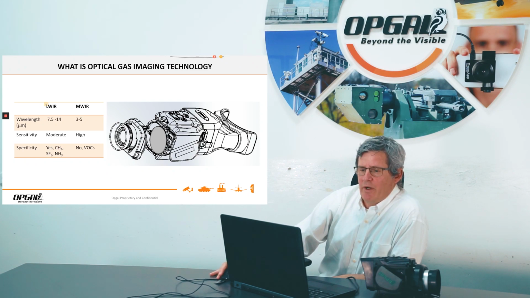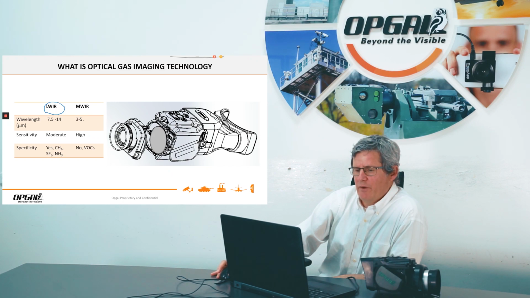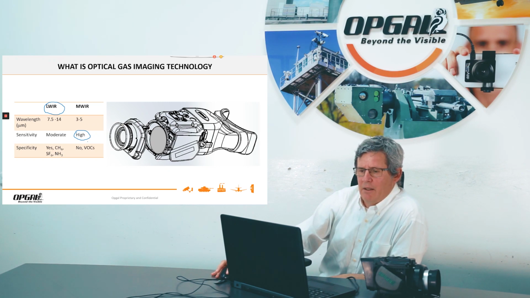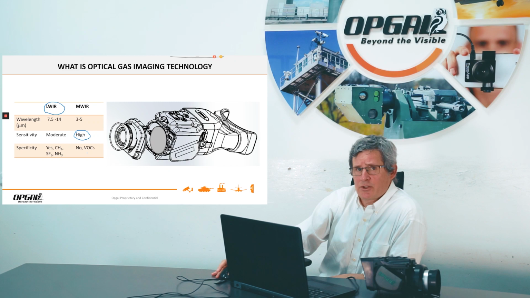We mentioned the long-wave IR, which is between 7.5 micron and 14 microns, and the mid-wave IR, the MWIR, which is between 3 and 5. There are several trade-offs between these types of cameras. We can see that the mid-wave cooled cameras have high sensitivity, whereas the LWIR cameras have more moderate sensitivity, and we have no specificity actually in the MWIR.